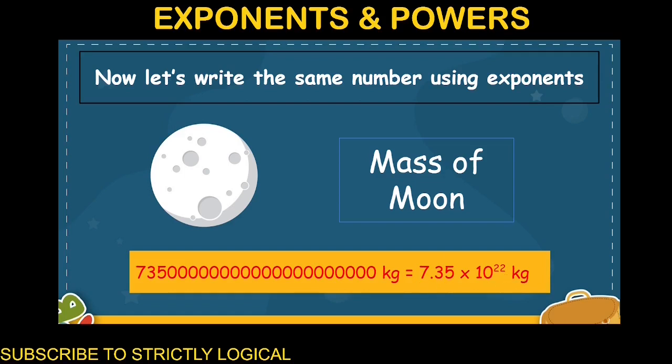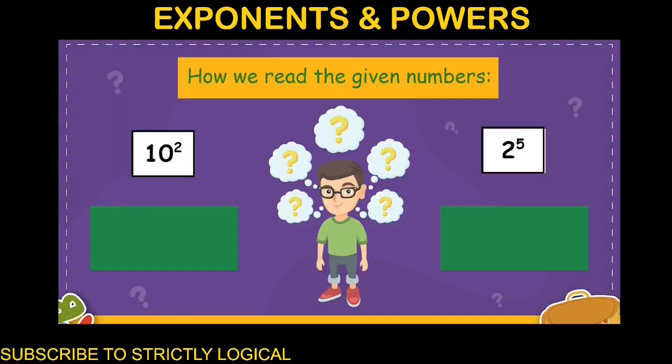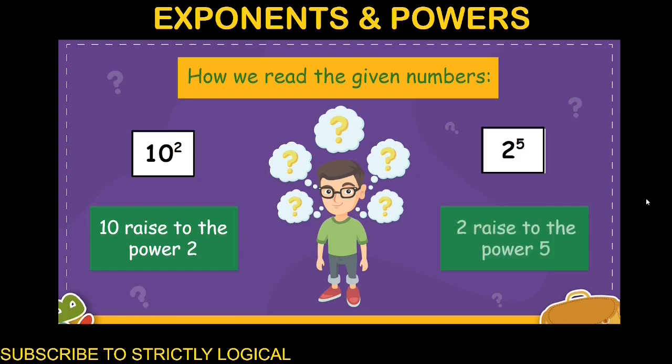So now let's study exponents and powers in detail. First of all, how we read the given numbers. Here it's written like that, 10 and 2. 2 is written in the superscript. It can be read as 10 raised to the power 2, or in simple words you can read it as 10 square also. The second number is this. This can be read as 2 raised to the power 5, or in simple words 2 to the power 5. Now what does that mean?